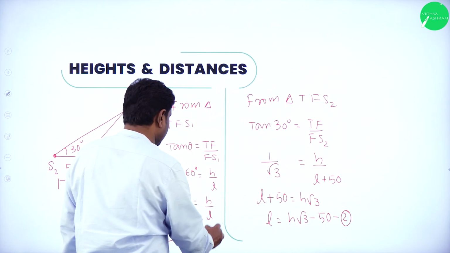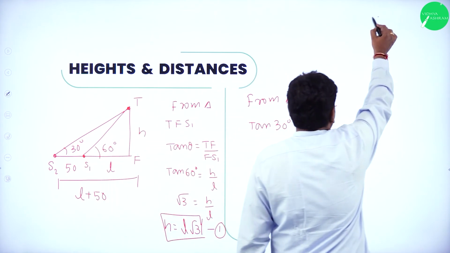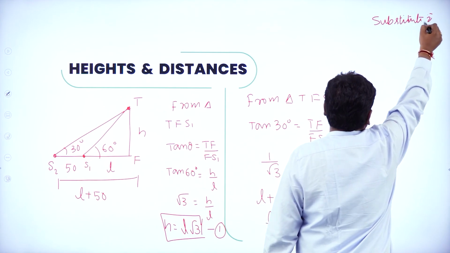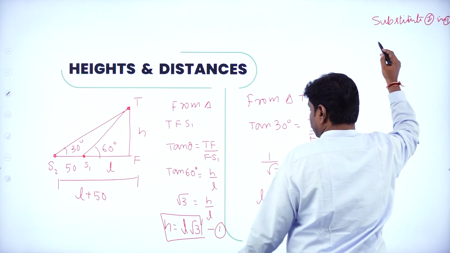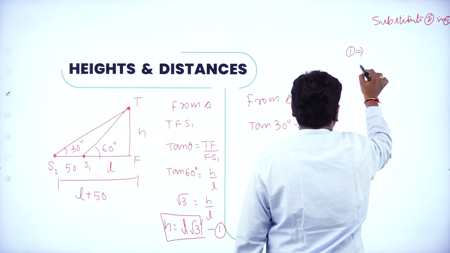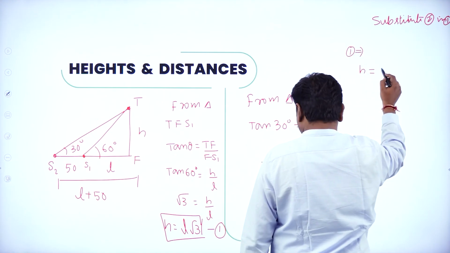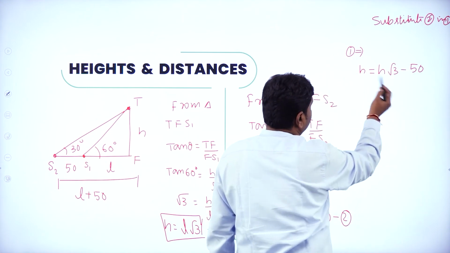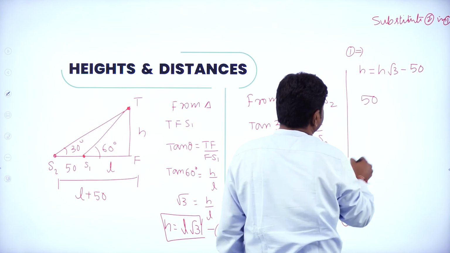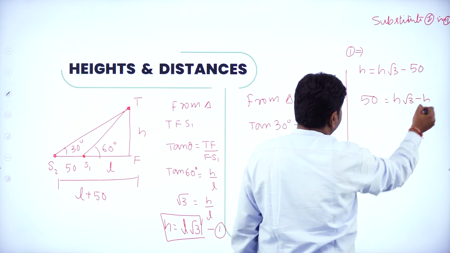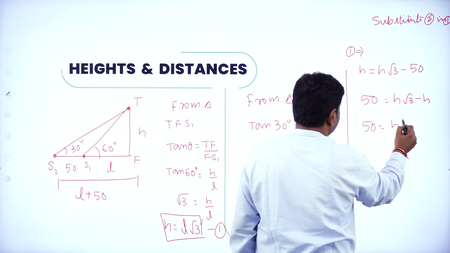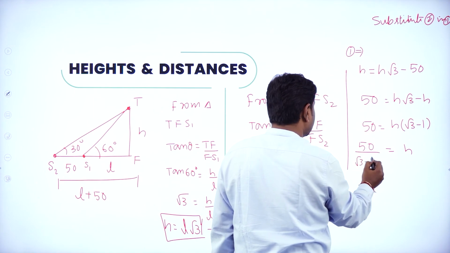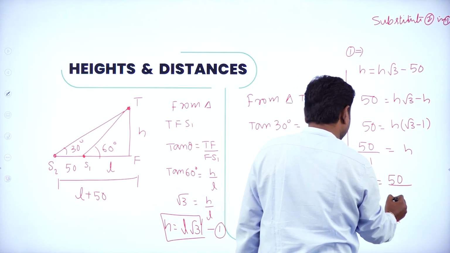Substitute equation 2 in equation 1. If you do that, equation 1 becomes h is equal to, in place of L, write h root 3 minus 50. So rearrange, 50 comes to the LHS and becomes h root 3 minus h. Again 50 is equal to, take h common, root 3 minus 1. Rearrange, h is equal to 50 by root 3 minus 1, or h is equal to 50 divided by root 3 minus 1.